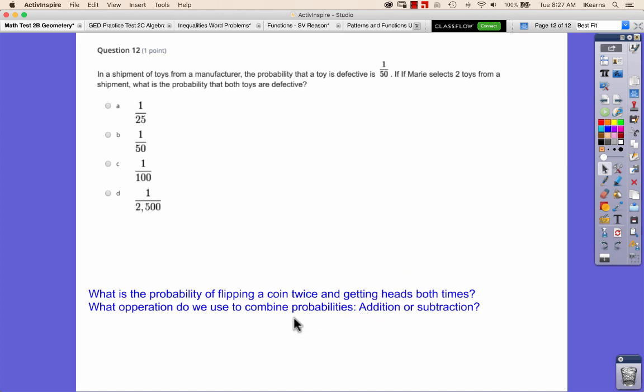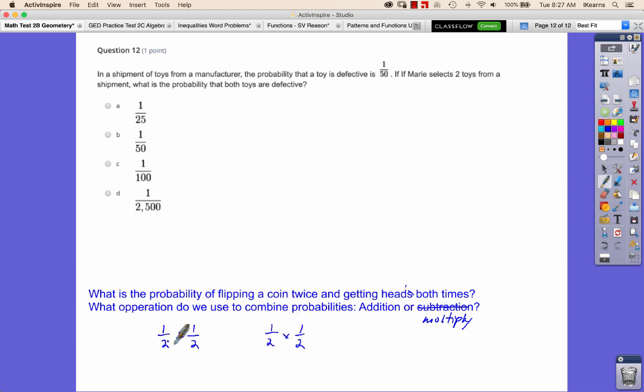What operation do we use to combine probabilities? Do we add them or do we multiply them? So if you look at what is the probability of flipping a coin and getting heads? Well, it's 1/2, right? What is the probability of flipping a second coin and getting heads? Well, it's also 1/2. So how do we combine these? So you either add them or you're going to multiply them.